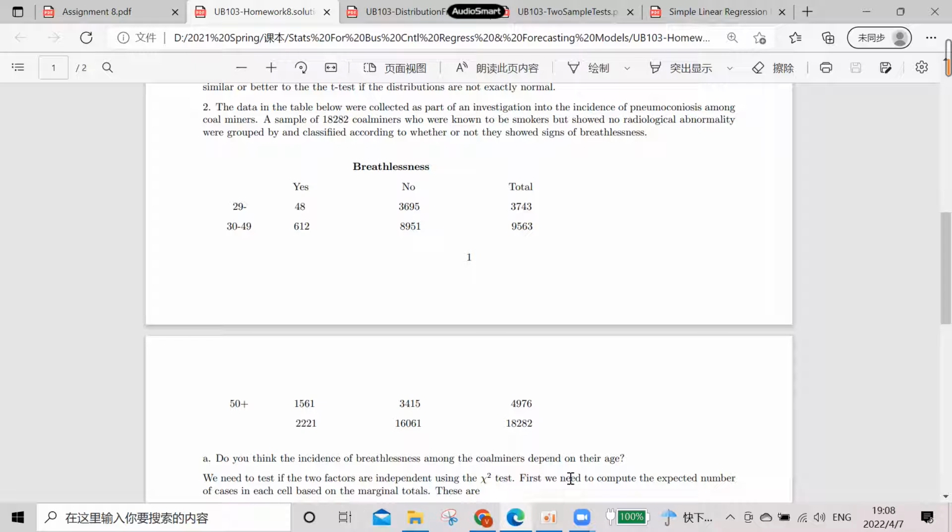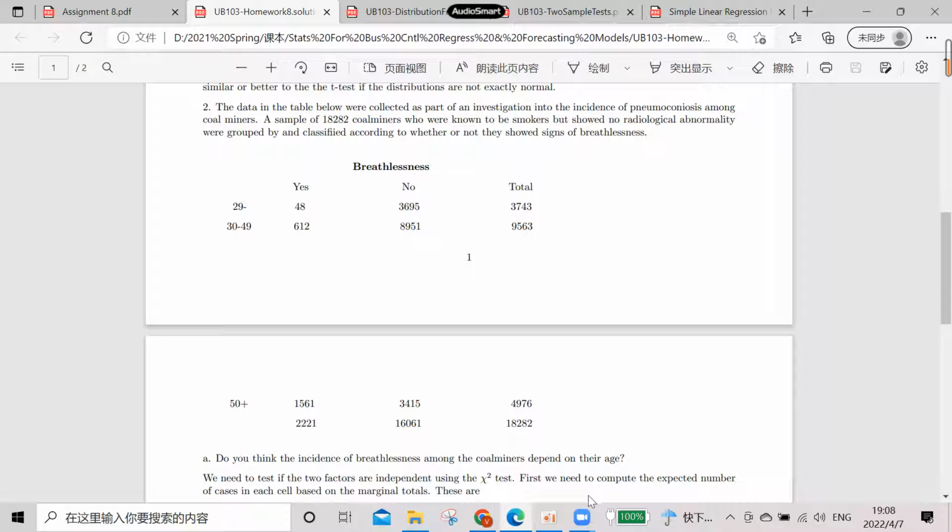Then the overlap is 48, right? But then there is some overlap between, say, the no column and 50 plus, and you find that the observation is 3,415. But you also need to calculate your expected number of people under the assumption of independence. Then you sum them up. So you do three separate chi-square tests then? This is one chi-square test, and those are just sub-steps of a chi-square test.